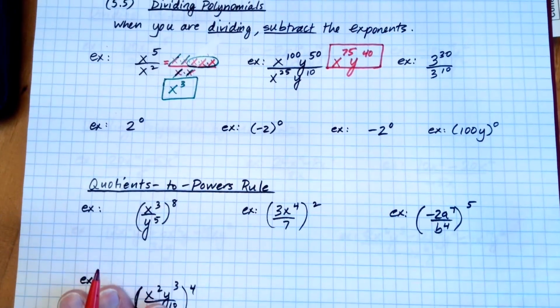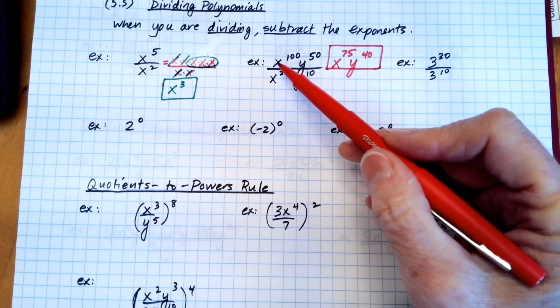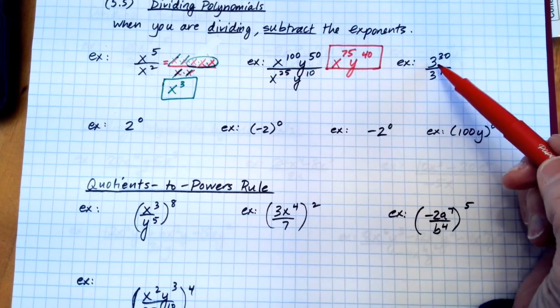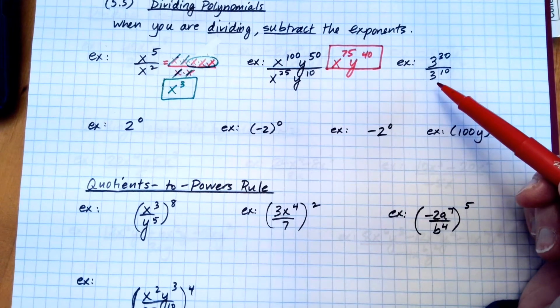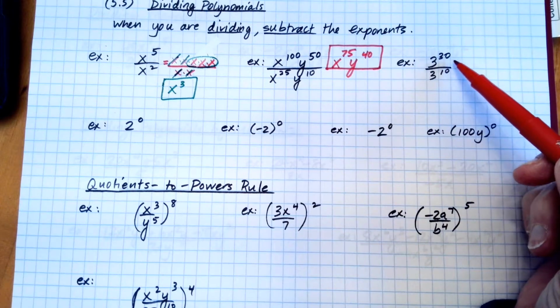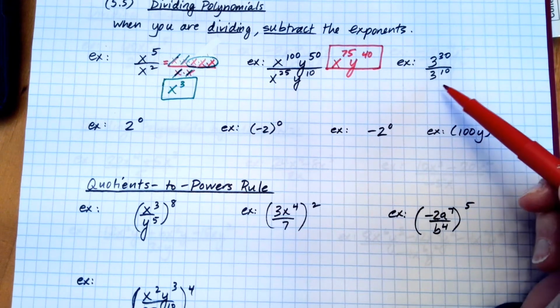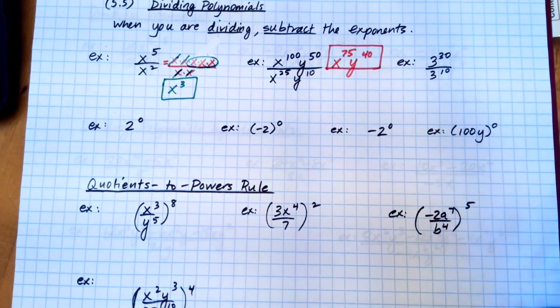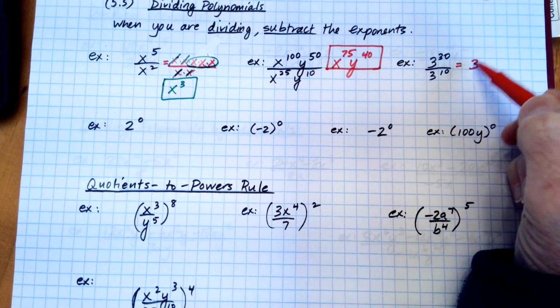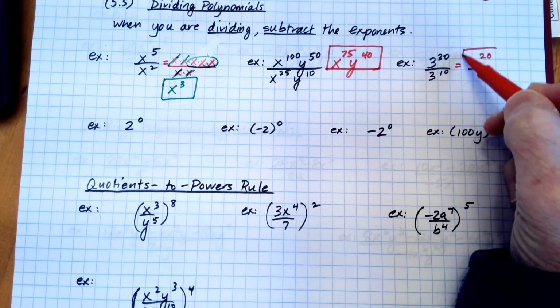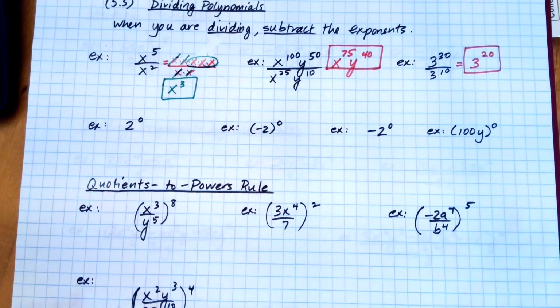Now it doesn't matter if your bases are variables like x and y, or if they're numbers. These 3's are bases. So it's as if the number 3 is being multiplied 30 times on top and 10 times on bottom. We do canceling. So this is going to be 3 to the 20th. We're not going to do that out on a calculator because that number is way too big.